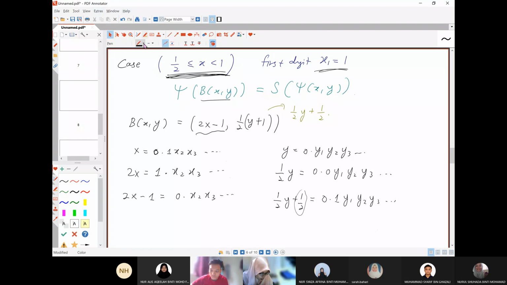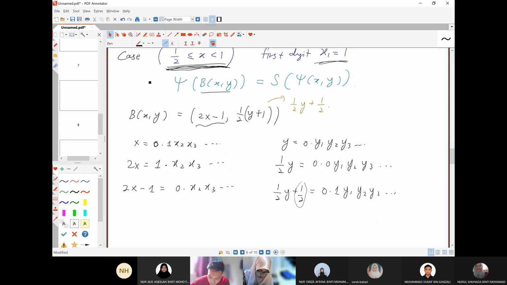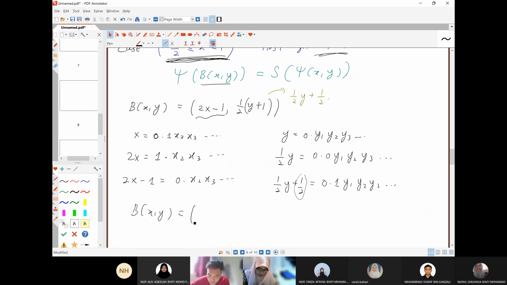Okay. Now we go to find the BXY. So you can write BXY is equals to these numbers lah. Because you already found this and this. So 0.x2, x3 and so on. And then this one is 0.1, y1, y2, y3 and so on. Okay.